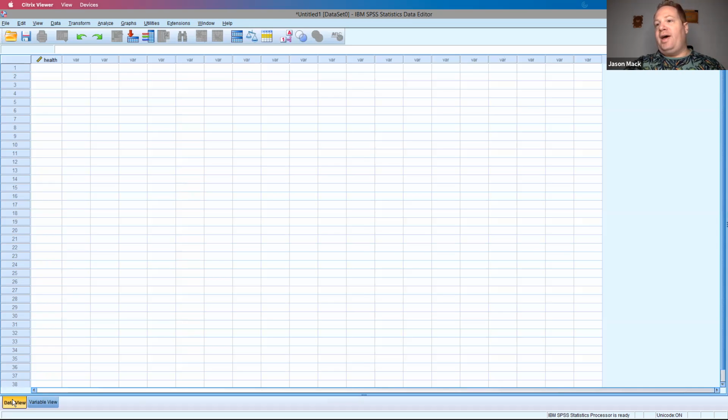Okay, so now we're going to enter the 18 values that were in the worksheet, if you're wondering where those are. But I'll enter those for you, and that's going to look something like this.